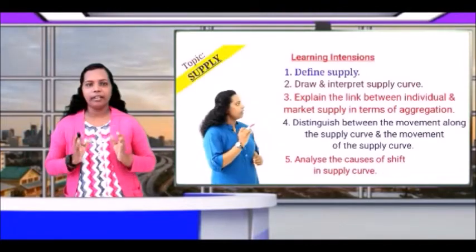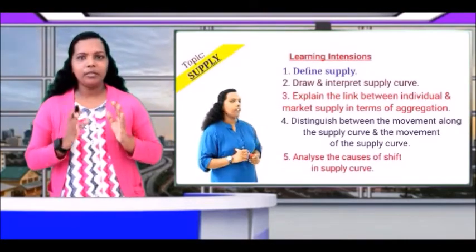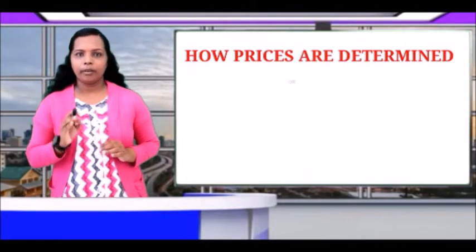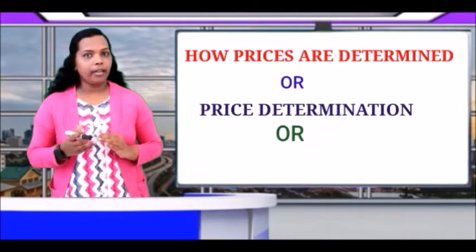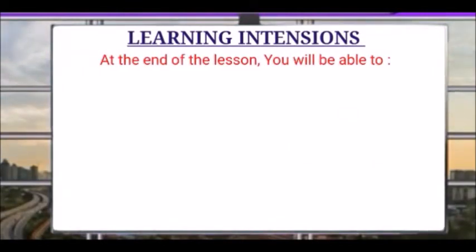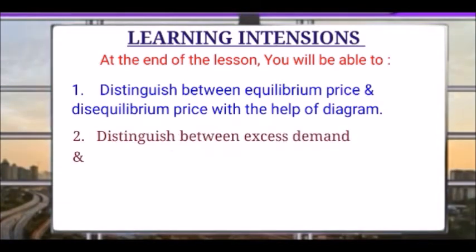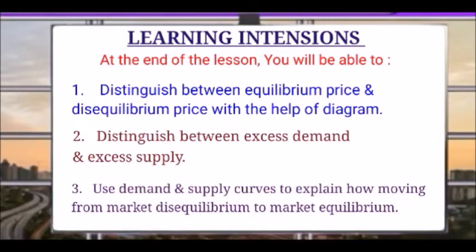In the previous classes we discussed demand and supply. Today we are going to study these two economic concepts together: how price is determined in the market, or price determination, otherwise market equilibrium. Learning intention: at the end of the lesson you will be able to distinguish between equilibrium price and disequilibrium price with the help of diagrams, distinguish between excess demand and excess supply, and use demand and supply curves to explain how a market moves from market disequilibrium to market equilibrium.